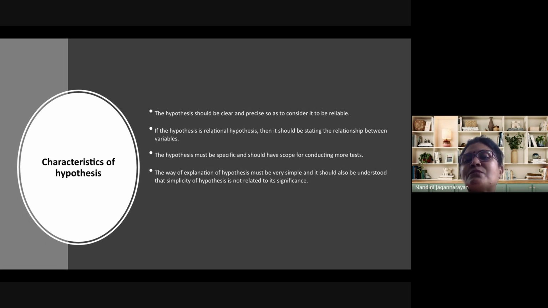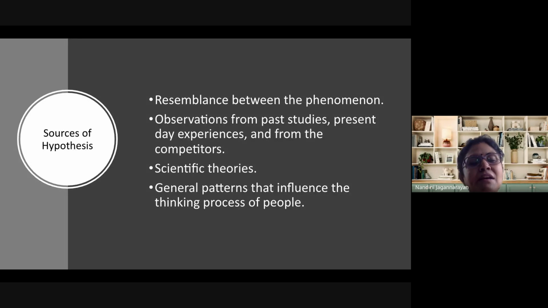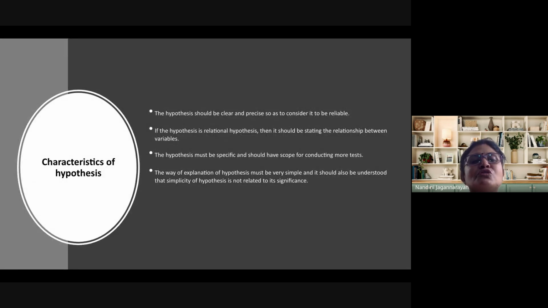Class? I just made one statement saying gender makes preference for Pantene shampoo. I mean, or gender is one factor because of which they are preferring Pantene shampoo. Is it clear? Yes, ma'am. The statement is very clear and the statement is precise, right? And it is also simple. So any hypothesis has to be clear. Any hypothesis should be precise, and it is also reliable, right?